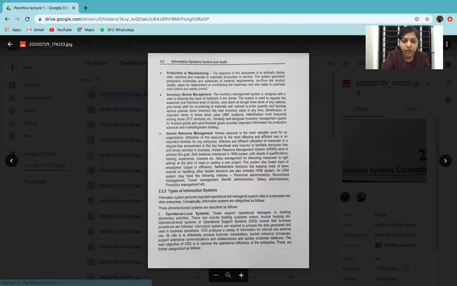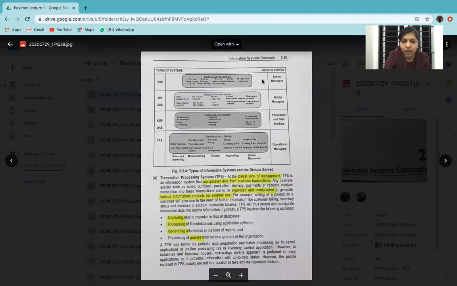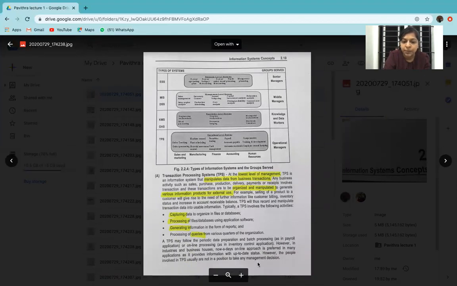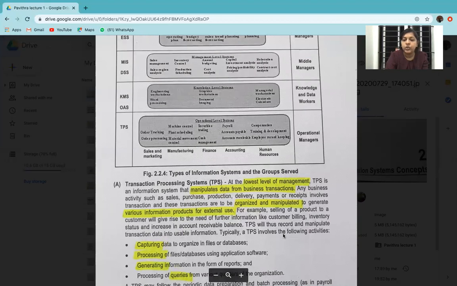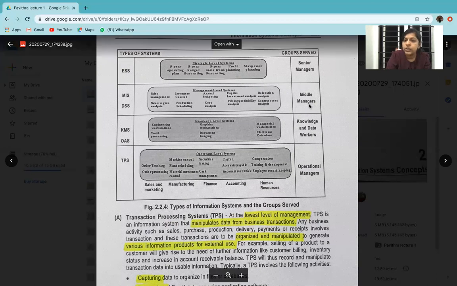Moving on to the next one, which is the most important part of this chapter: types of system. How do we classify the system? To see that, let us first look into the levels of management. One is the operational level, and then second is the knowledge and data workers. Then comes the middle level, then the senior level.